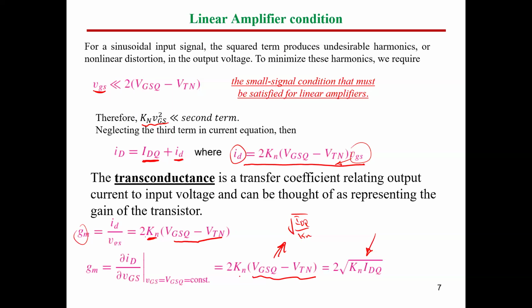So you have Kn here outside. So Kn can go inside the root. So it would be by then 2 times root Kn IDQ. Okay. So this is just a simple form for the transconductance. So you can use whatever relation you need. Okay.